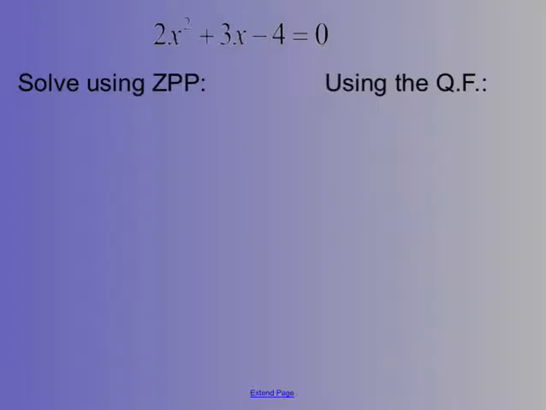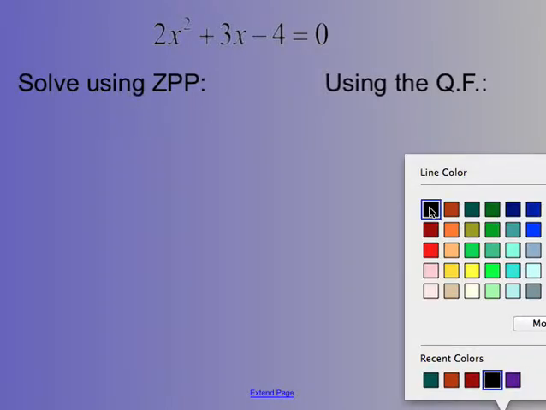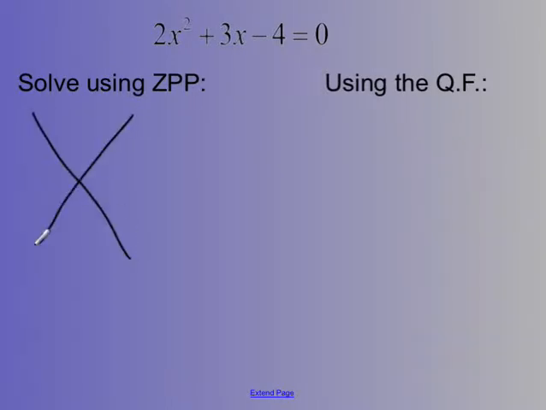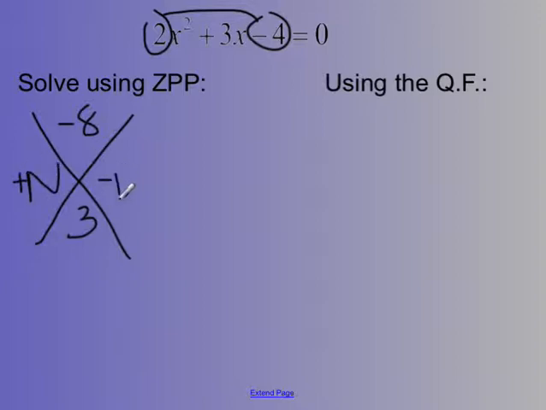So let's take a look at this one. Let's use the zero product property. So we're going to set up our x. We're going to do 2 times -4, and that's -8. So we're multiplying to -8 and adding to 3. So we have a positive and a negative factor. There is no way I can find something to make this work. This is not factorable. So the zero product property is not going to work.